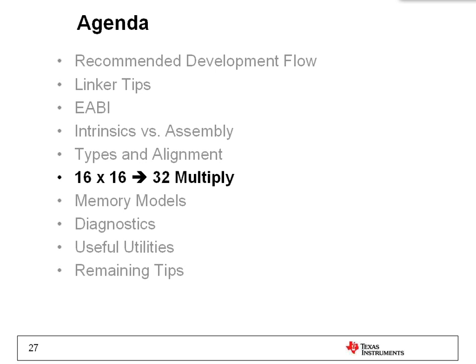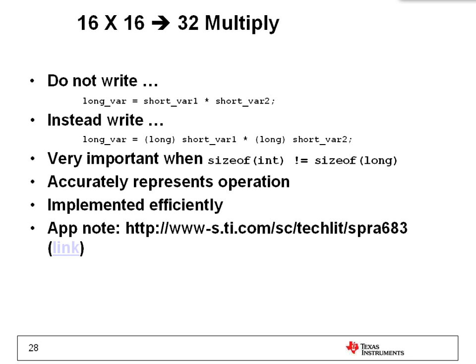16 by 16 to 32-bit multiply. All right, so this is a common operation in C. In digital signal processing, you want to multiply two 16-bit values and get a 32-bit wide result from it. And it's natural to think that you could write it the way it's written in this first case here, under this first bullet, like that. Well, guess what? That doesn't do what you think.